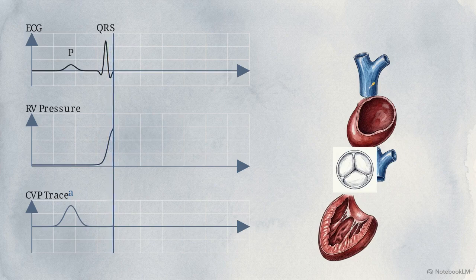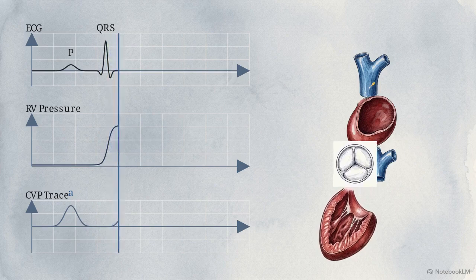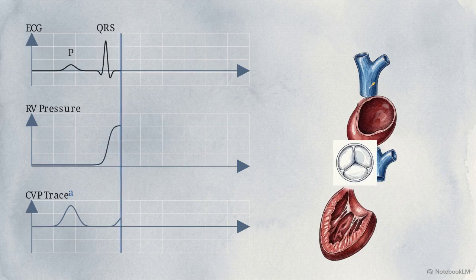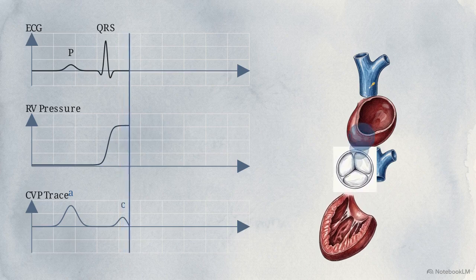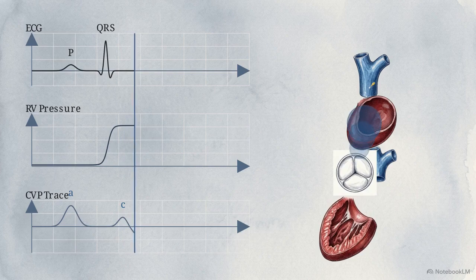The right ventricle begins isovolumetric contraction. As pressure in the ventricle suddenly spikes, the tricuspid valve is forced tightly shut and bulges upward into the right atrium. That brief mechanical intrusion creates the smaller C wave. Then comes the steep X descent.